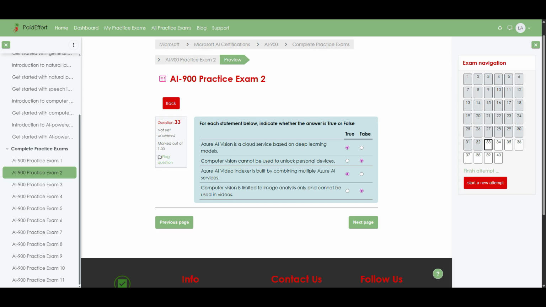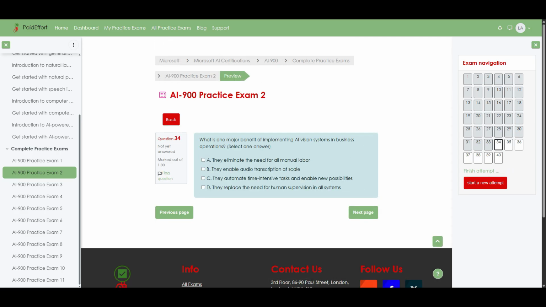Moving on, Azure AI Video Indexer is a powerful tool that combines several Azure AI services. It doesn't just analyze visuals, it also integrates speech recognition, translation, and facial detection to make video content searchable and insightful. Lastly, it's not true that computer vision is limited to still images. On the contrary, services like Azure Video Indexer allow computer vision to process and extract insights from video streams, which is especially useful for media companies or security monitoring systems.